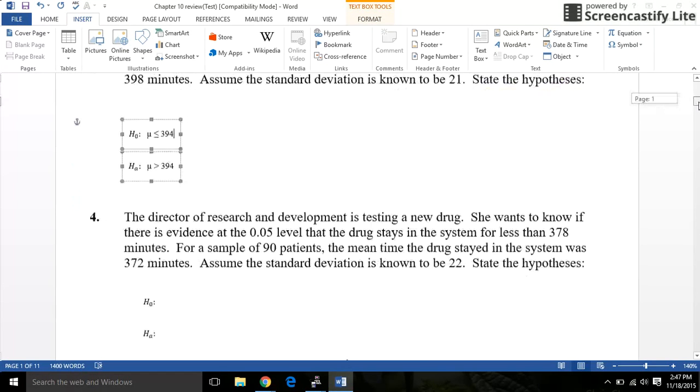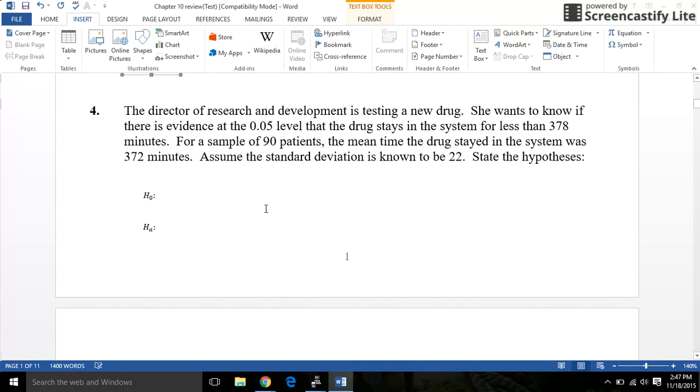Okay, let's keep going further down, and this will be the last one for 10.1. The director of research and development is testing a new drug. She wants to know if there's evidence at the 0.05 level that the drug stays in the system for less than 378 minutes. A sample of 90 patients with a mean time of drug staying in the system was 372. Assume the standard deviation known is 22. State the hypotheses. Again, this is an average, so I'm going to put my mu's in there.